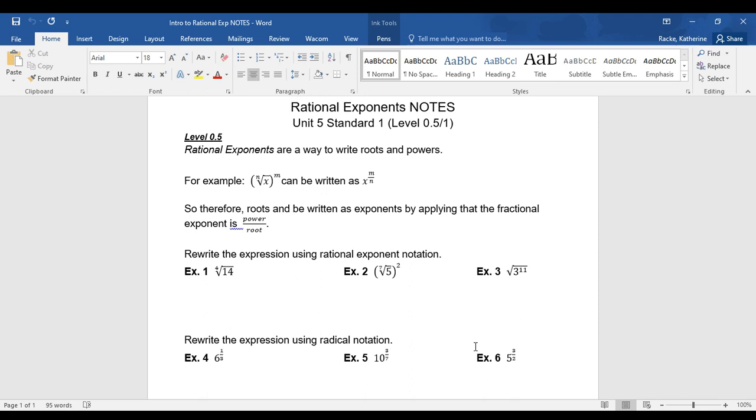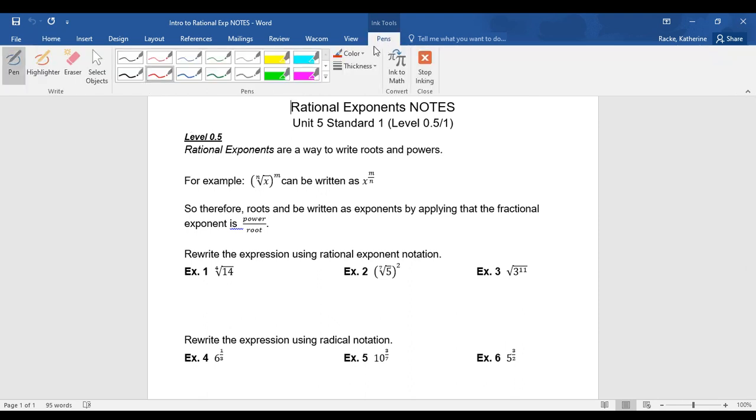For example, n and m will be numbers. You'll see the nth root of x to the m power. It's also written as a fraction, where your m goes on the top and your n goes on the bottom. Therefore, roots can be written as exponents by applying that the fractional exponent is power over root, so exponent over what the root is.